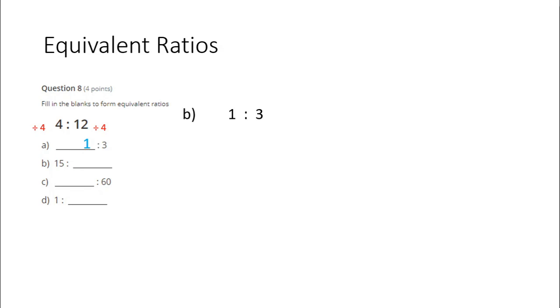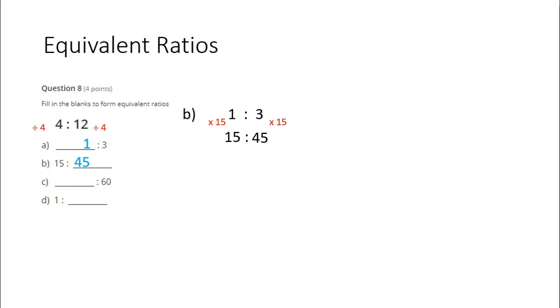For example, for B, I can quite easily go from a 1 to 3 ratio to a 15 to something ratio. Clearly, to get from 1 to 15, I need to multiply by 15. So I'll do 3 times 15 as well, and that gives me 45.